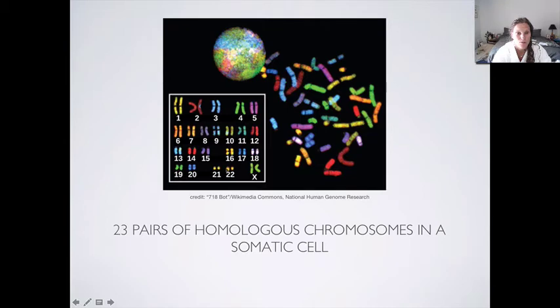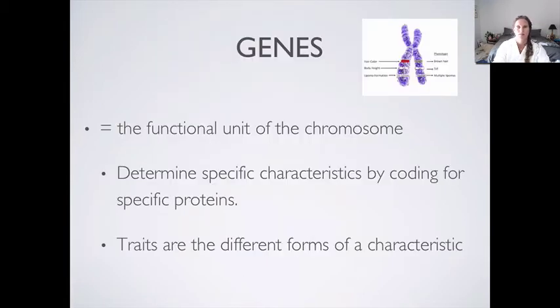Chromosomes 1 through 22 are referred to as autosomes. They code for all kinds of traits. And then chromosome 23, right here, this is the sex chromosome. So this would be a female. She would have two X chromosomes. If it was a male, there'd be an X and a Y. So those are the sex chromosomes. Chromosome 23 always is the sex chromosome. So 1 through 22 is the autosome, 23 is the sex chromosome.